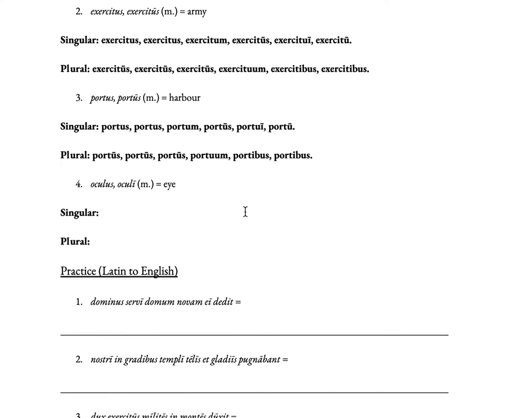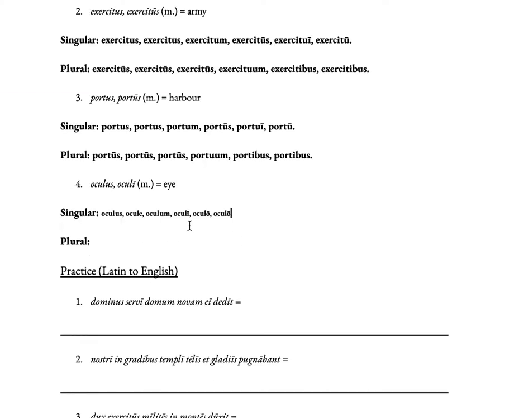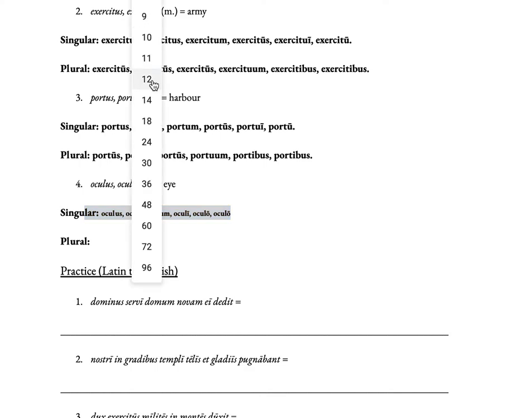Now, the one that is difficult here is oculus oculi. This is a bit of a trick because oculus oculi is not fourth declension, it's second declension. And we know that because of the genitive singular ending with a long I. So in fact, this one will go oculus, ocule, oculum, and then oculi, ocula, ocula. So, like that. That will be the singular.